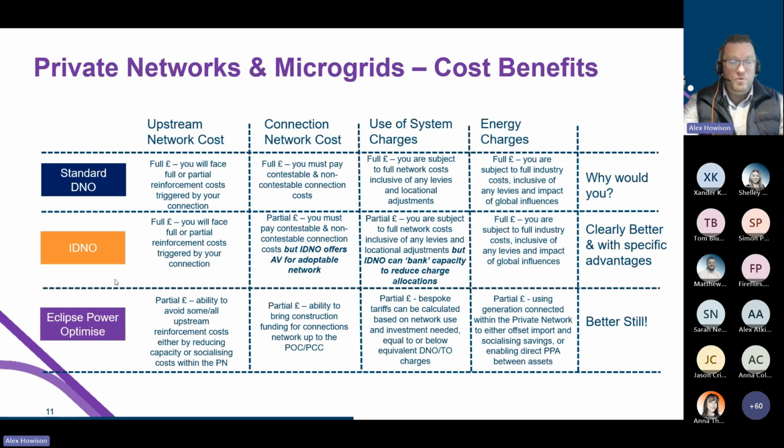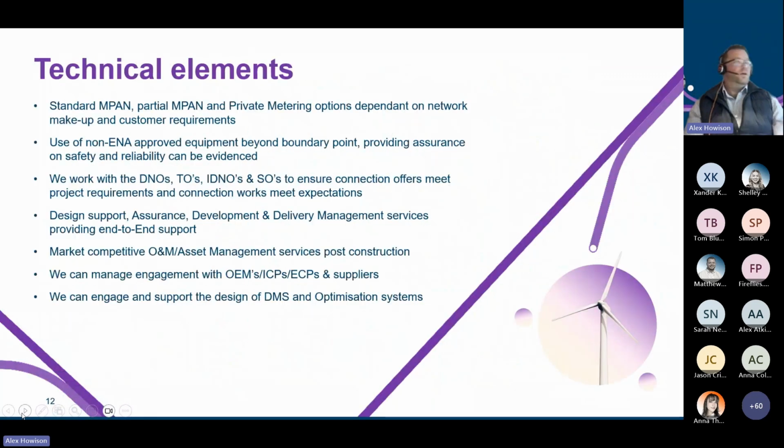So I think moving beyond that point and just having a look at the next slide, I'm just going to give a bit of a summary in terms of some of the technical elements. Now, again, this isn't an absolute crib sheet in terms of everything that we go through when we're looking at a private grid or a private network or a microgrid, but it is indicative of some of the key points that we need to be aware of.